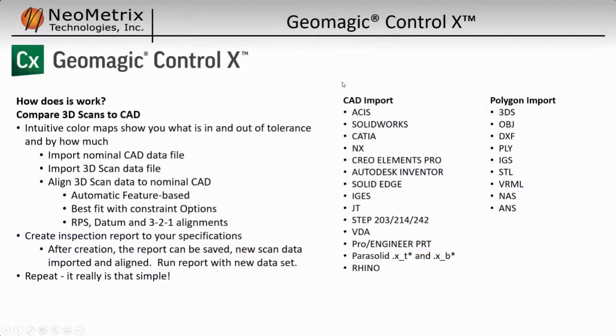A really nice thing about Control X or any of the Geomagic products is your CAD imports. You just buy the software and you get your CAD imports, so no worrying about whether you've got the correct translators, whether coming from internal sources or external models where they send you the wrong version. We can import essentially any of the polygon scan models as well.